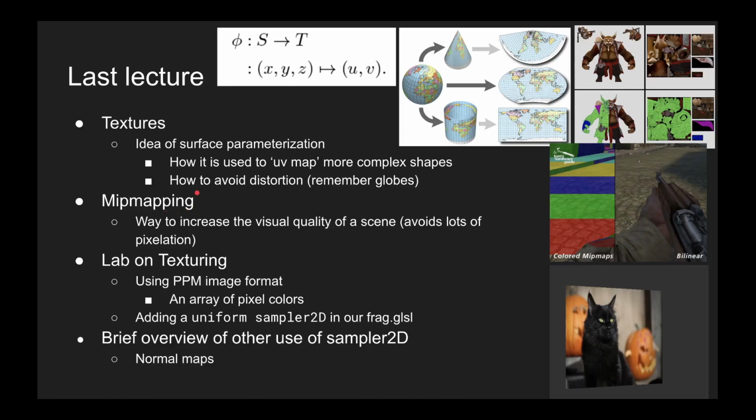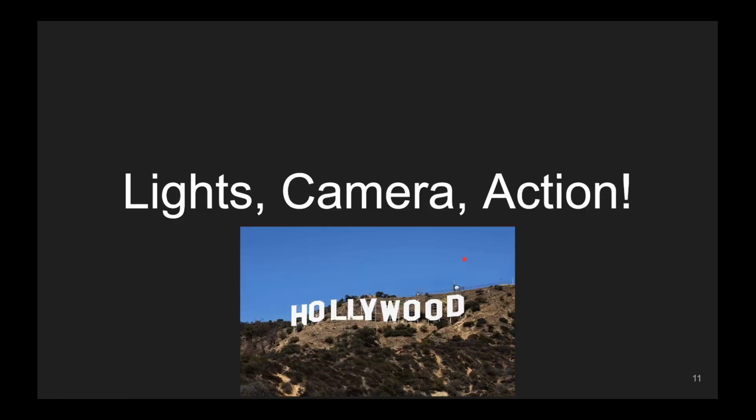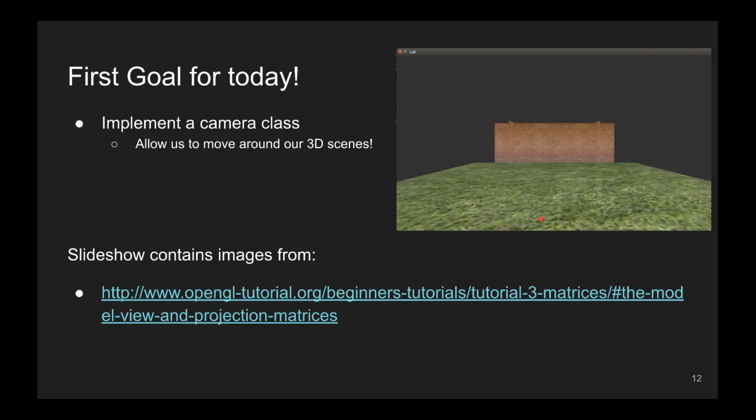There's a GL enable mip map flag, and it'll generate the mip maps for us. Okay, and then as I mentioned, next lecture we're going to talk about normal maps, but we got a brief introduction into that. So then we're going to really add some detail, but we have to learn about lighting a little bit that we're going to do today. So today is all about lights, camera, and action, getting things to move and kind of creating our scene.